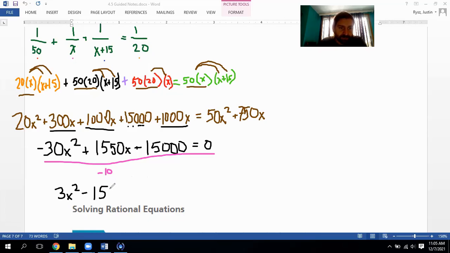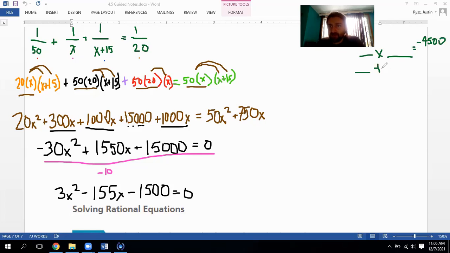All right. If we divide that by -10, that makes it a -155x. If we divide 15,000 by -10, that makes it a -1,500. And 0 divided by -10 is still 0. Okay, so now we have a problem that's slightly easier to factor. We still have a very large number here because we have to do what two numbers multiplied together to give us 3 times -15, that is -4,500, and then add together in the middle to get -155.